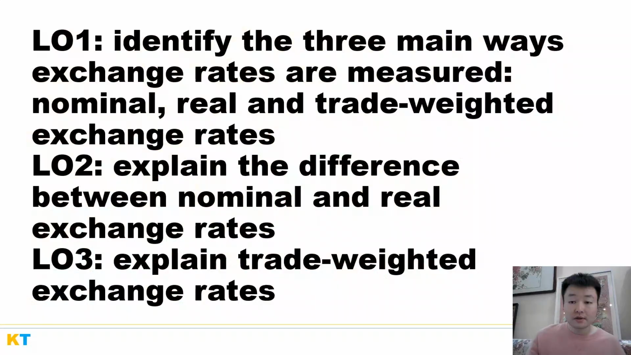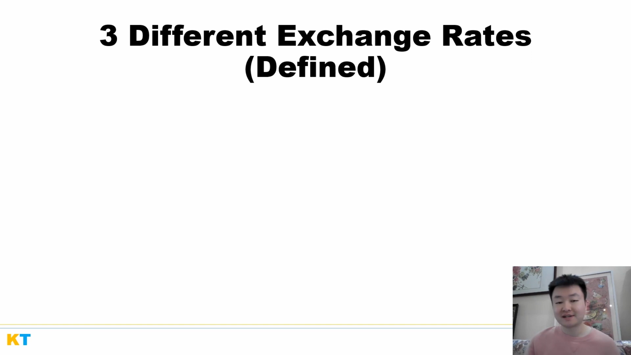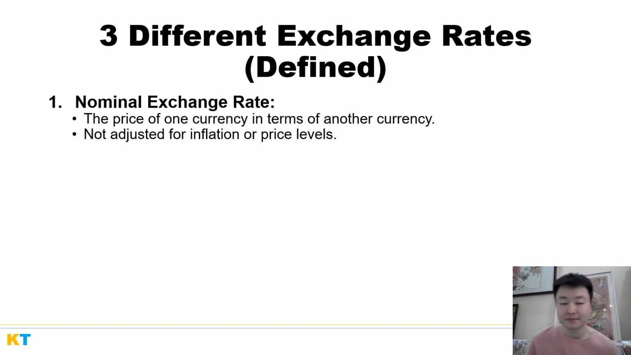So let's get started. There are three different exchange rates, and the first is the one you know, the nominal exchange rate. It's the price of one currency in terms of another currency. It's not adjusted for inflation or price levels. So this is the exchange rate you get at the bank if you're exchanging money for another currency because you want to go on vacation or something.